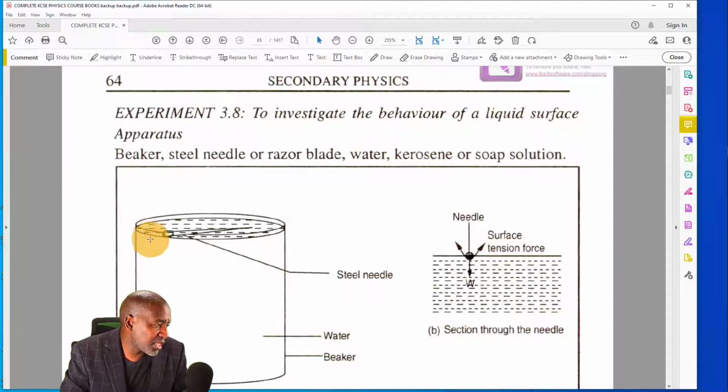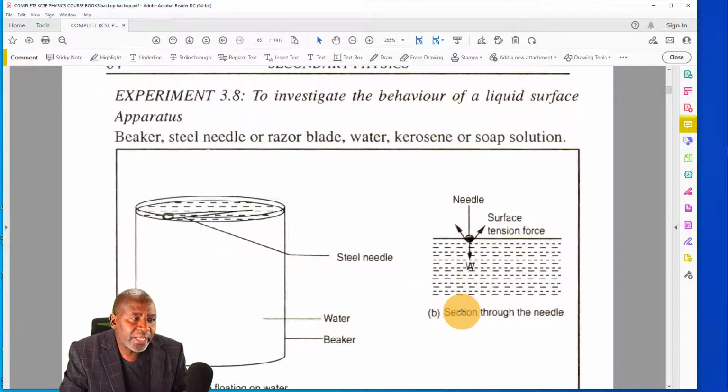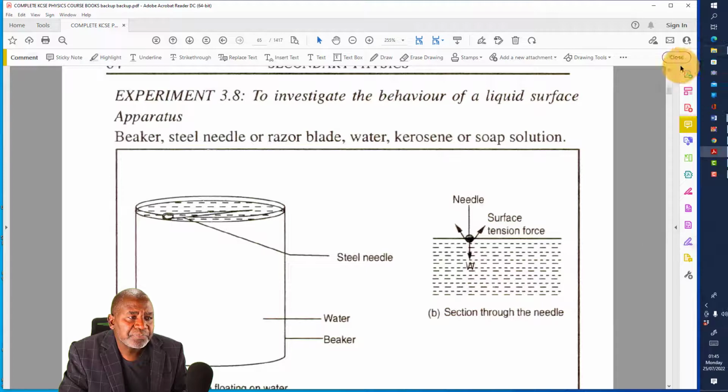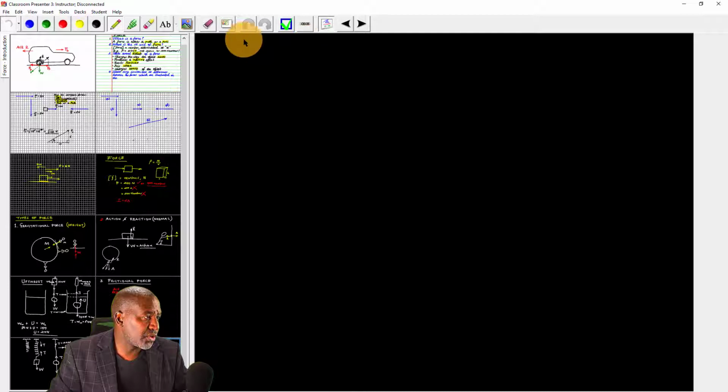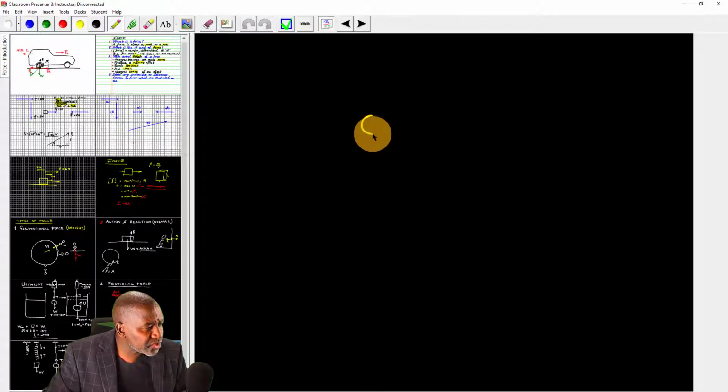So this is the pin that we have carefully put on the surface of the water. When you look at it carefully, you will see that the surface is depressed. Here it doesn't show very well, so let me draw it for you. This will be the cross section of the pin. When you look at the surface of the water, it will be depressed here and then like that.